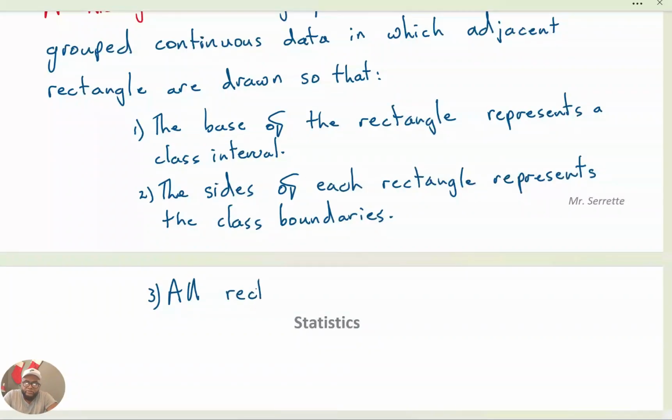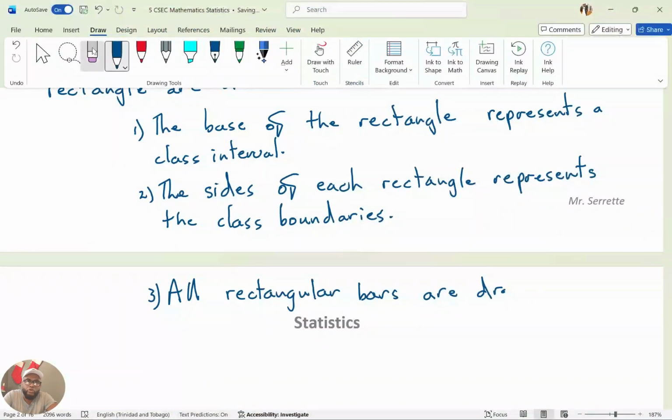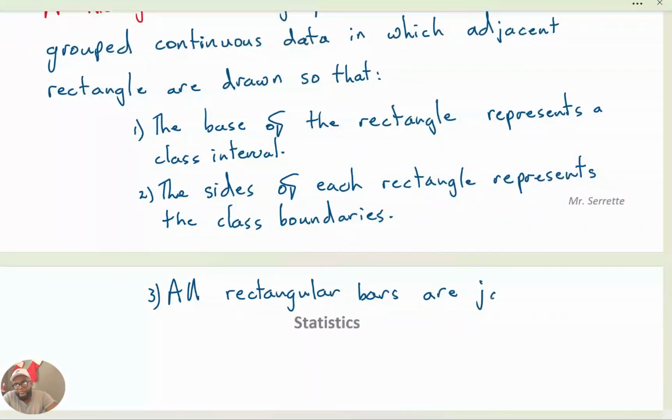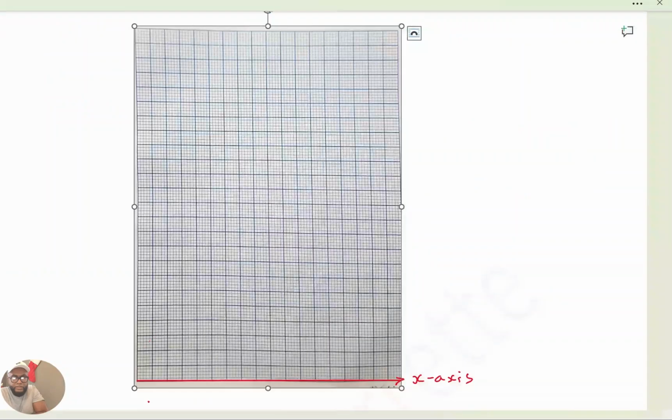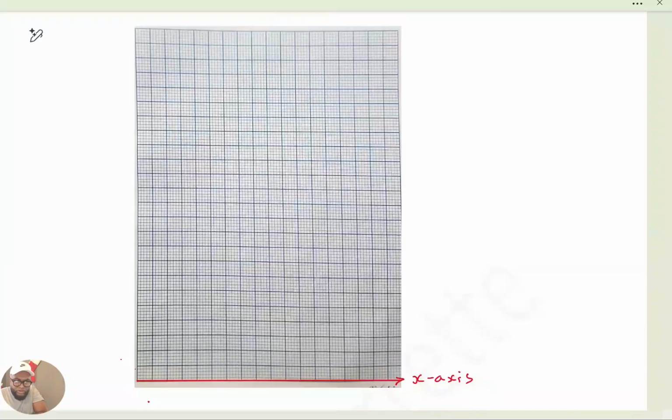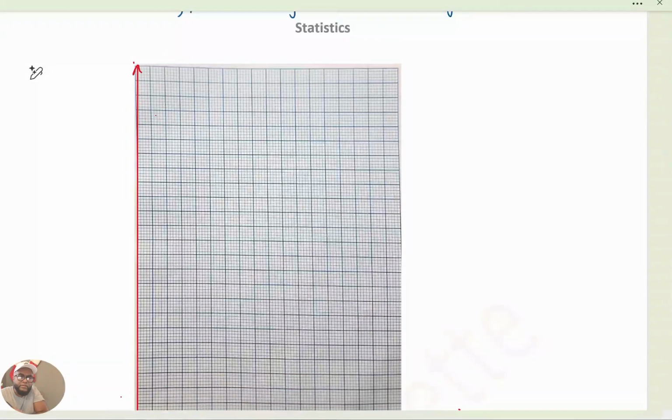All rectangular bars are drawn joined. So that's my x-axis. Let me proceed to draw my y-axis. Okay. Right, this is your y-axis.